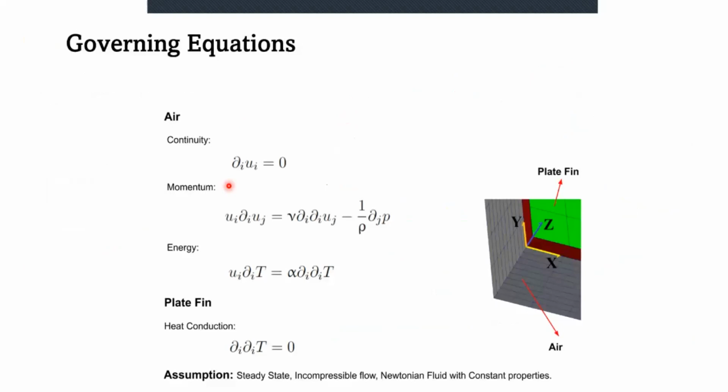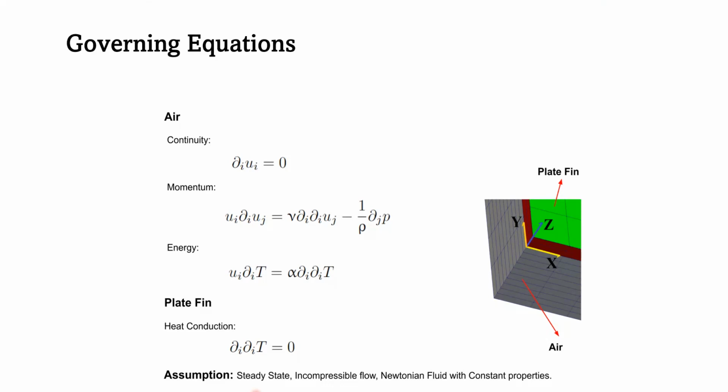The governing equations are the continuity, momentum, and energy equations for the air, and heat conduction with no internal heat generation for the plate fin. The assumptions are steady state, incompressible flow, and Newtonian fluid with constant properties. All these equations are written using Cartesian index notation, where a repeated index means summation.